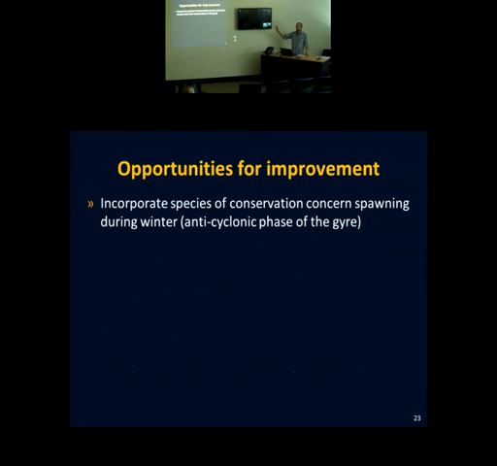So the northern Gulf of California goes like that during the summer and goes like that during the winter, right? So this is a problem for connectivity because the pattern is going to be completely different. And while most of the conservation and especially the commercially valuable species are spawning during the cyclonic phase of the northern Gulf, there are species of conservation concern that are spawning during the winter.